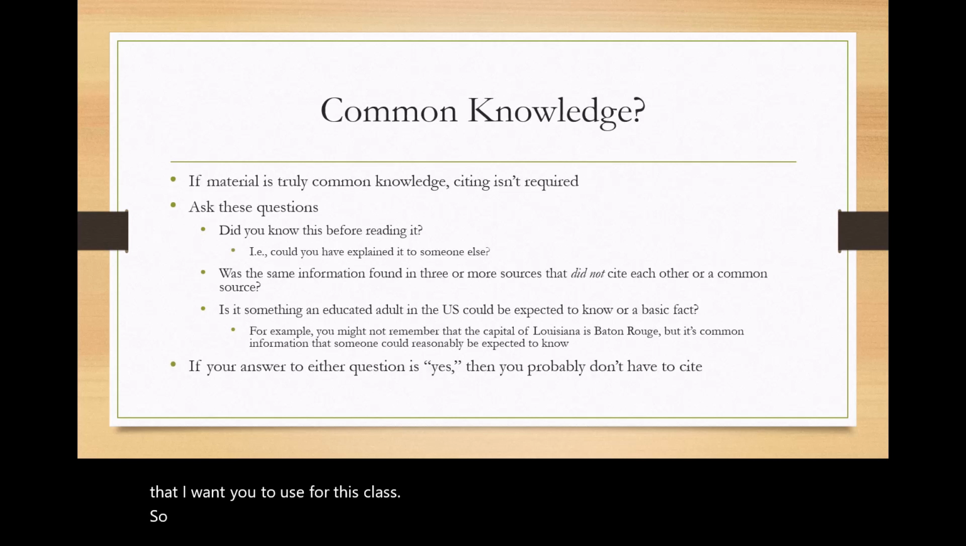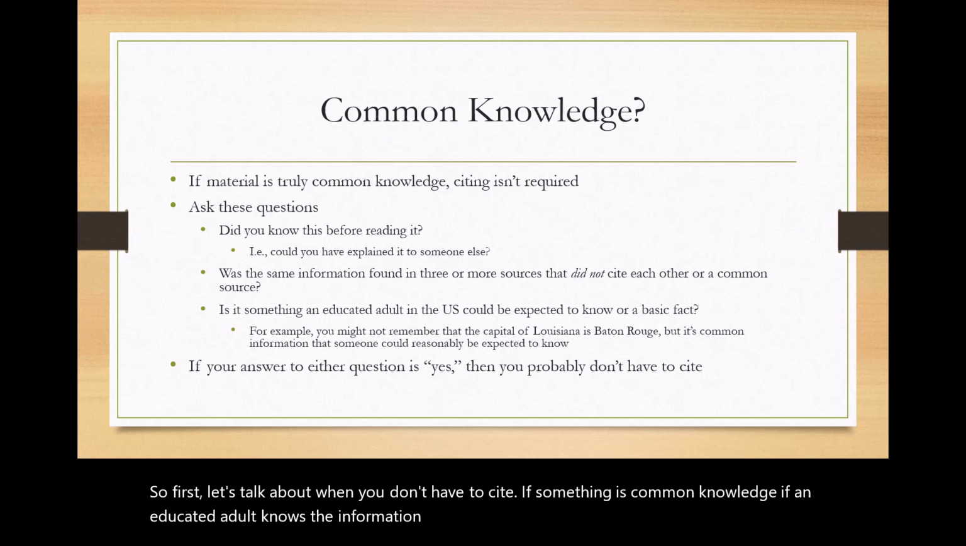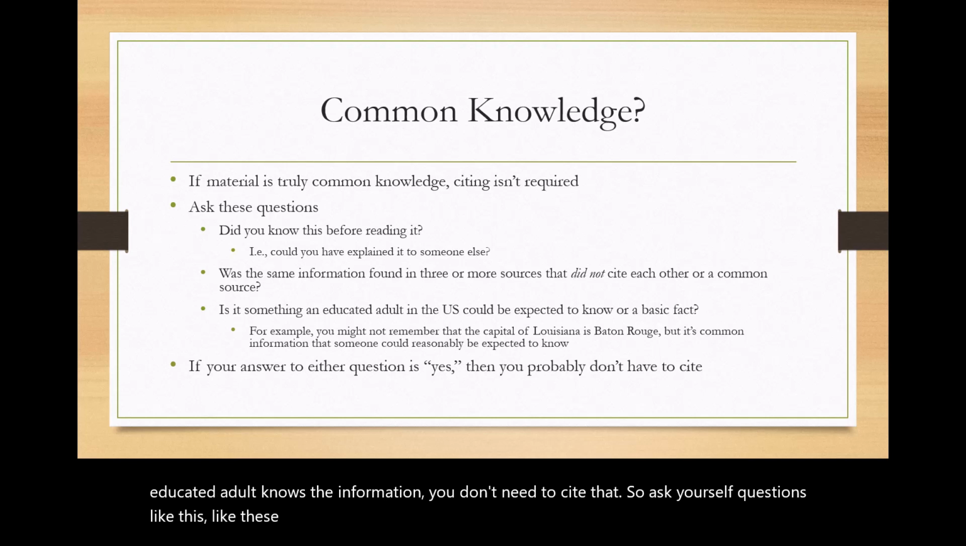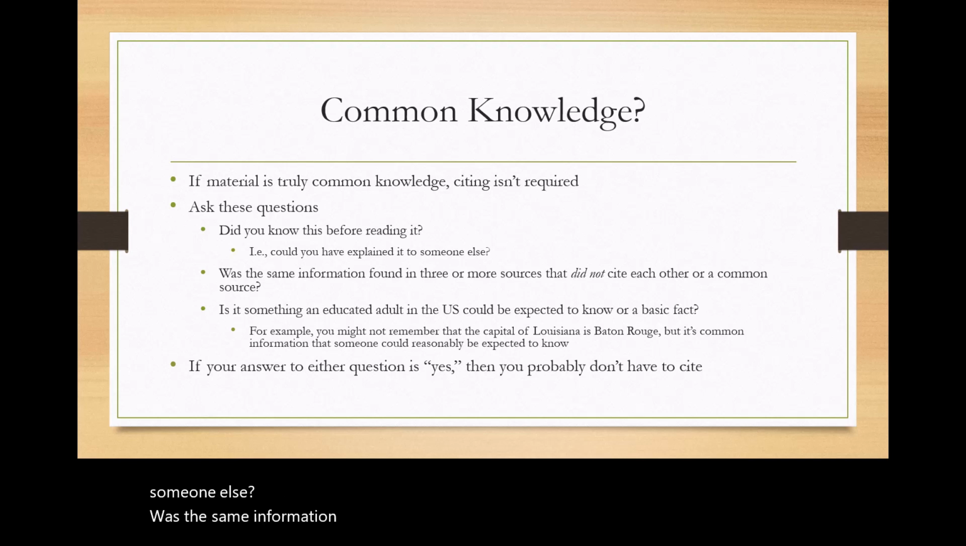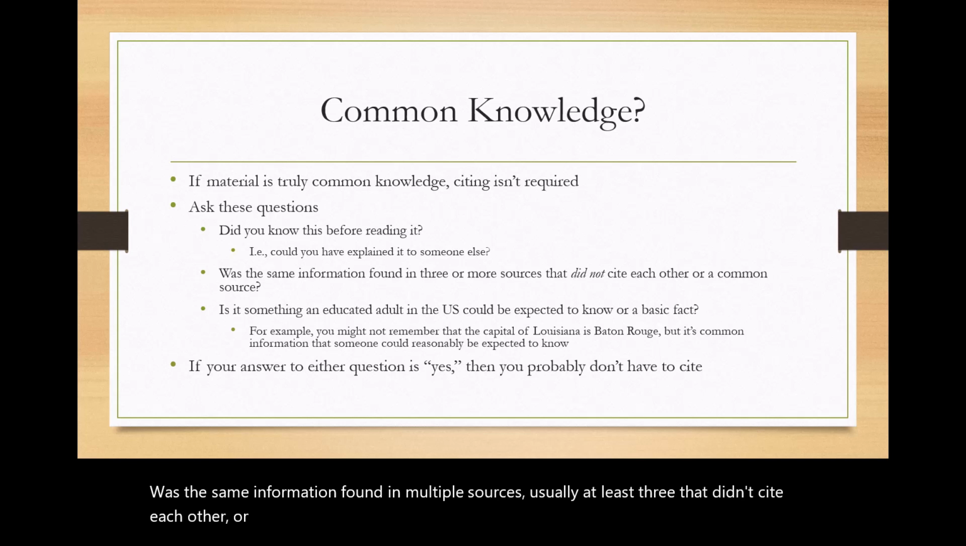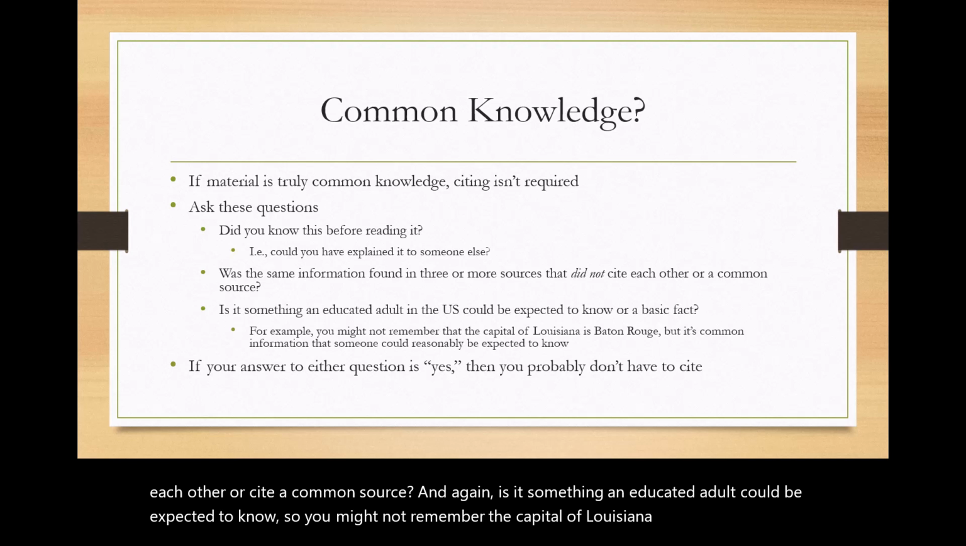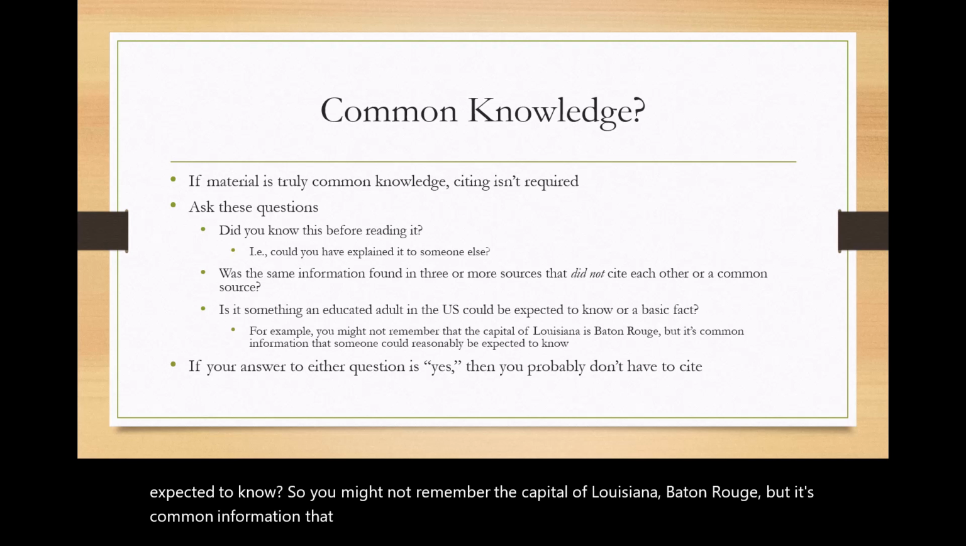So first, let's talk about when you don't have to cite. If something is common knowledge, if an educated adult knows the information, you don't need to cite that. So ask yourself questions like these. Did you know this before you read it? Could you have explained it to someone else? Was the same information found in multiple sources, usually at least 3, that didn't cite each other or cite a common source? And again, is it something an educated adult could be expected to know? So you might not remember the capital of Louisiana is Baton Rouge, but it's common information that someone could reasonably be expected to know.